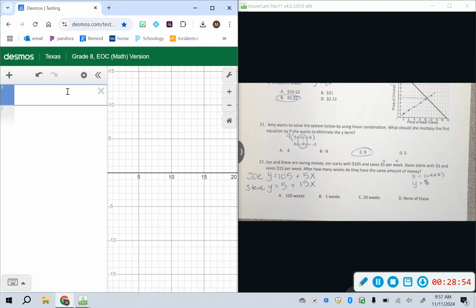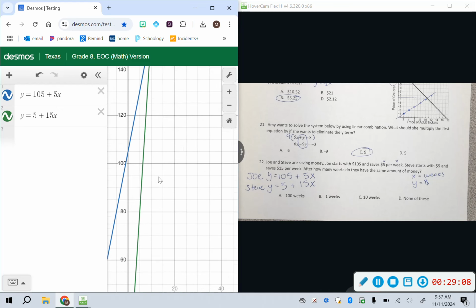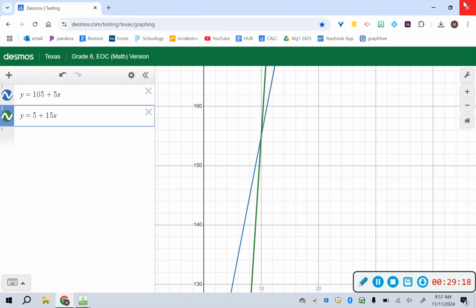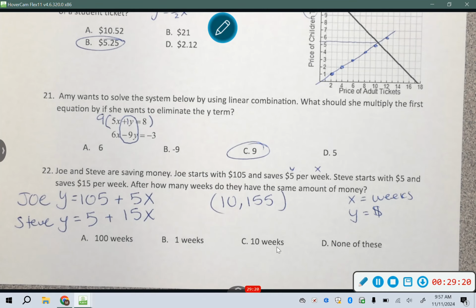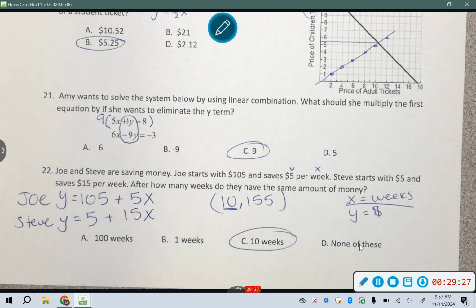So if I have y equals 105 plus 5x, and then y equals 5 plus 15x, I need to see where they touch. Somewhere way up here, and my answer is 10, 155. So I want you to realize my answer choices say weeks. So I'm looking for how many weeks. Weeks, we said, is our x. X is 10. So 10 weeks is my answer.